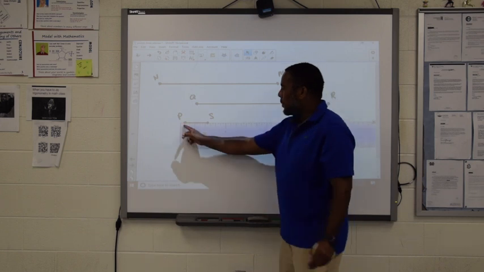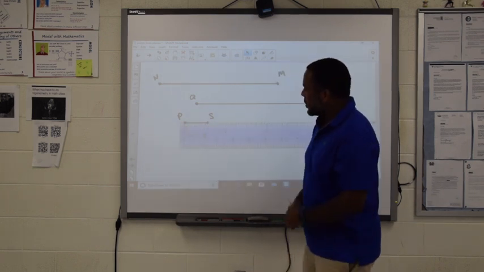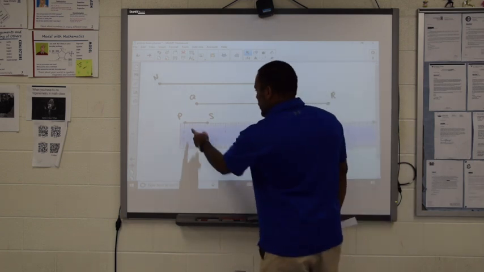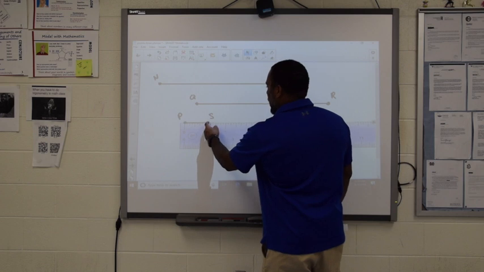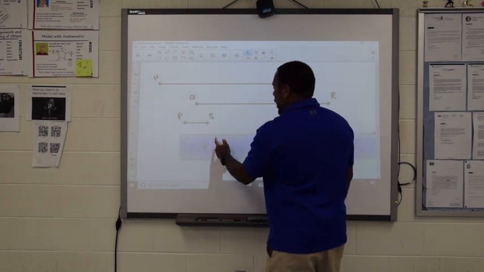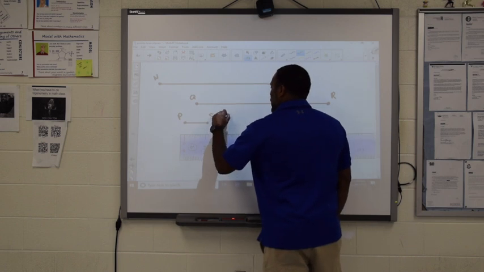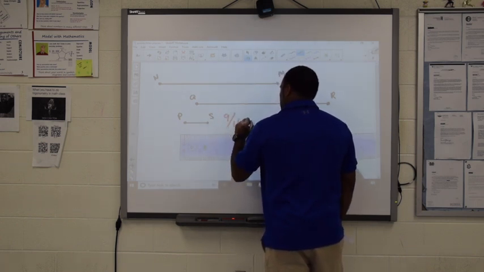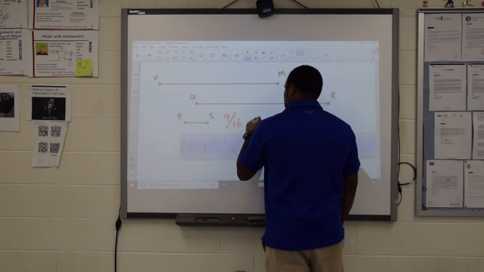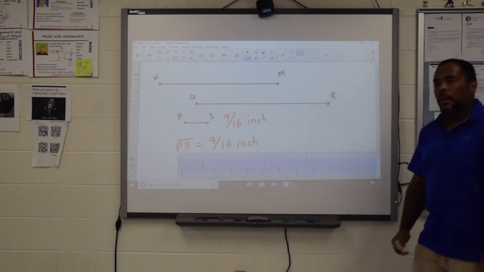We'll set our point P at 0, and then we'll find out where it ends. Here, this is 1, 2, 3, 4, 5, 6, 7, 8, 9. So that would be 9/16 of an inch. 9 out of 16 of an inch. 9/16 of an inch for PS. That'd be a nice way to write it.